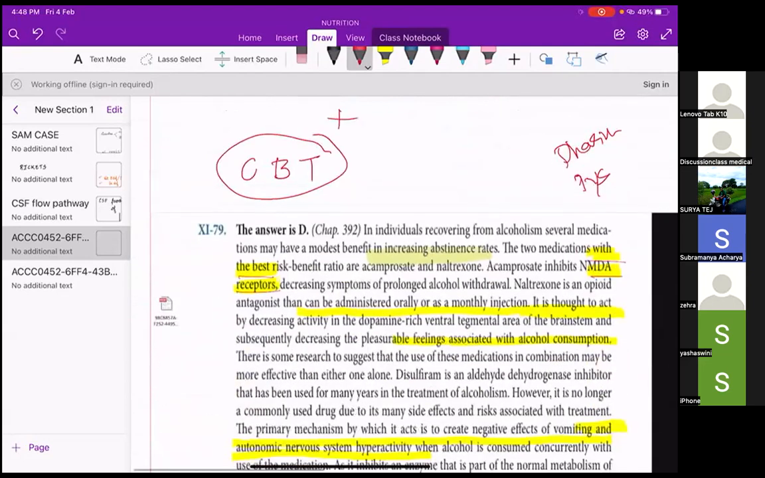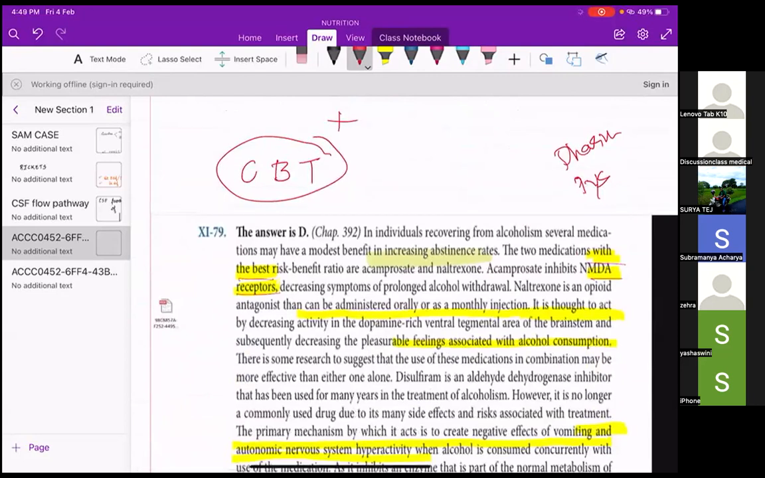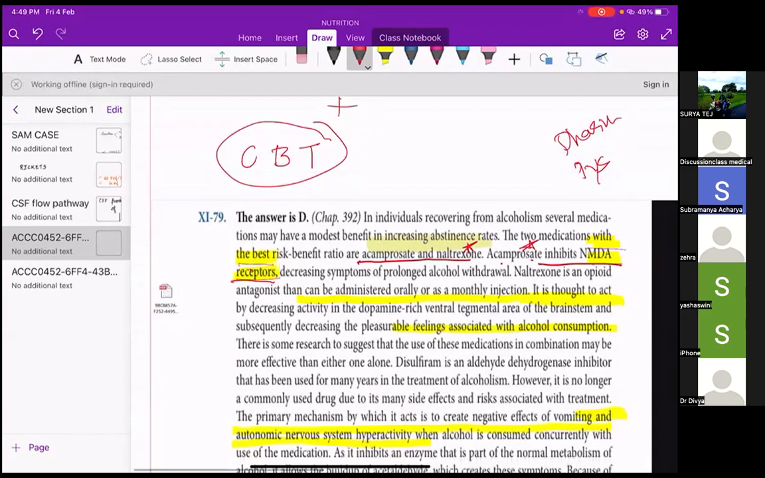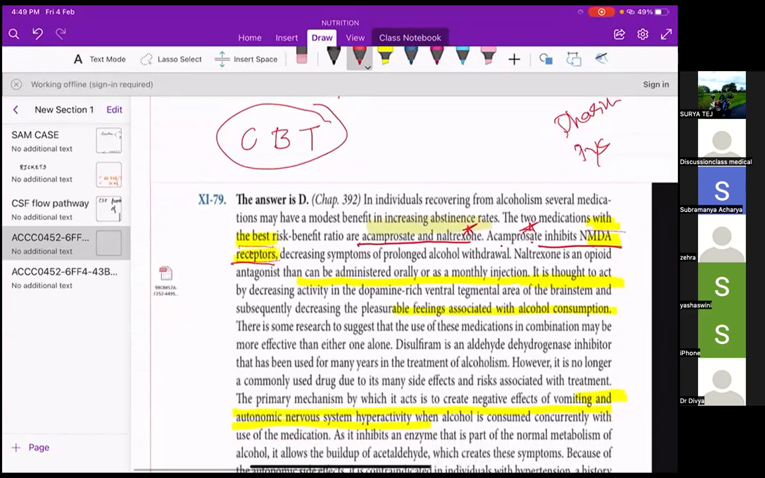So I'll read out the answer for this. In individuals recovering from alcoholism, several medications may have a modest benefit in increasing abstinence rates. The two medications with best risk-benefit ratio are acamprosate and naltrexone. So how does acamprosate act? It will inhibit NMDA receptors. It will decrease symptoms of prolonged alcohol withdrawal. So they're telling acamprosate and naltrexone have the best risk-benefit ratio, so we will usually give this. Naltrexone is an opioid antagonist that can be administered orally or as a monthly injection, and it will decrease the pleasurable feelings associated with alcohol consumption.